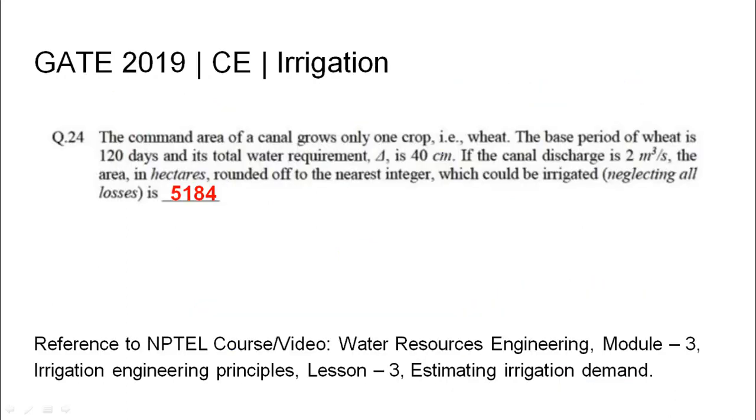So the command area of a canal grows only one crop. The delta, canal discharge and base period were given. The area in hectares that can be irrigated was found out as 5184 hectares.